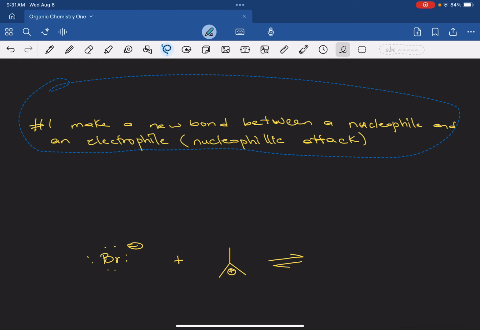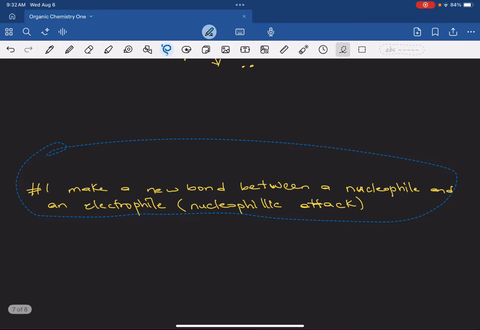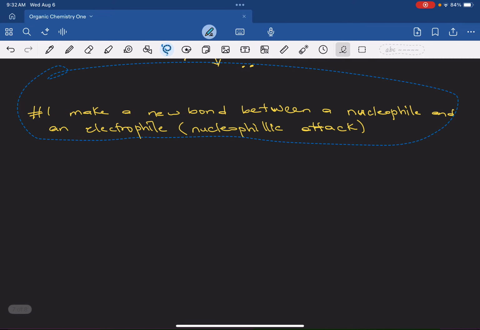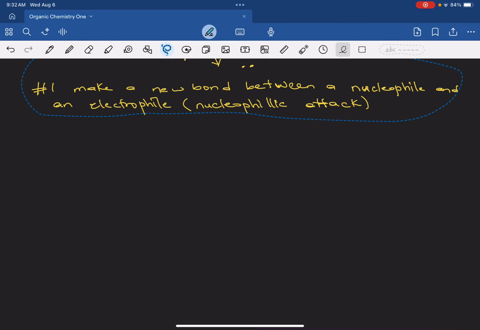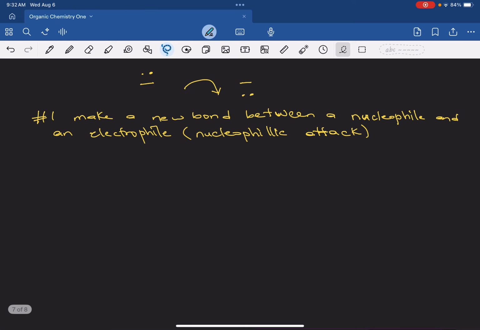It doesn't really matter. So one mechanistic pattern that is very common is making a new covalent bond between a nucleophile and an electrophile. Okay? Sometimes this is referred to as a nucleophilic attack. Let's talk about what a nucleophile is.